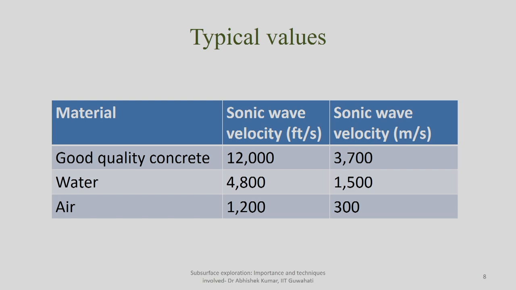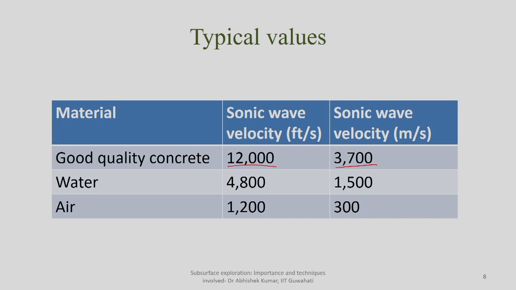Now, I have been telling repeatedly that depending upon the quality of the concrete, it is offering more resistance or less resistance against acoustic disturbance. So a good quality concrete provides resistance, or the sonic wave velocity of propagation can be 12,000 feet per second, or equal to 3700 meters per second. If there is some change in this propagation velocity, may be 3000 or 2800, that is going to give you an idea that the quality of the concrete is not as per the design consideration.